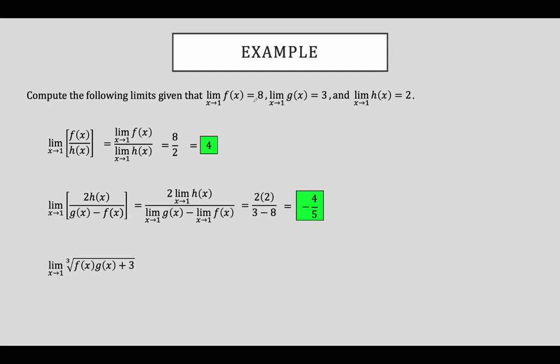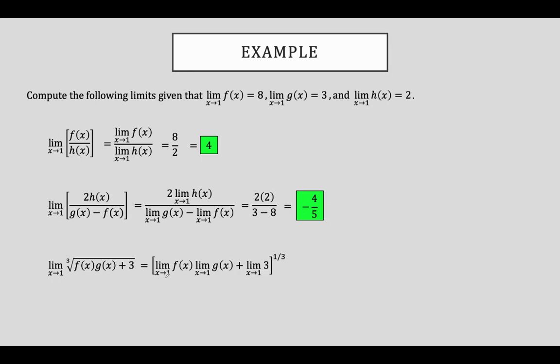Let's try another one. The limit as x approaches 1 of the cubed root of f of x times g of x plus 3. Well, roots, cubed roots, those are the same thing as fractional exponents. So we can rewrite this as being raised to the 1/3 exponent. And our fractional power rule says that we can actually evaluate the limit of the inside parts first and raise it to the 1/3 power, or take the cubed root afterwards.